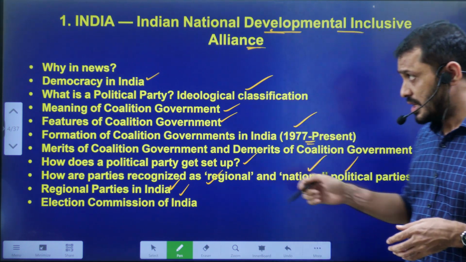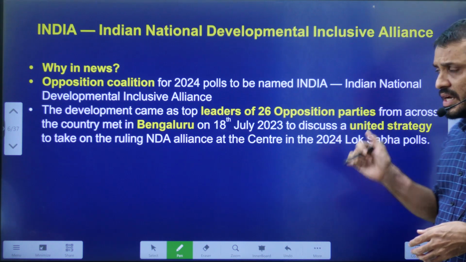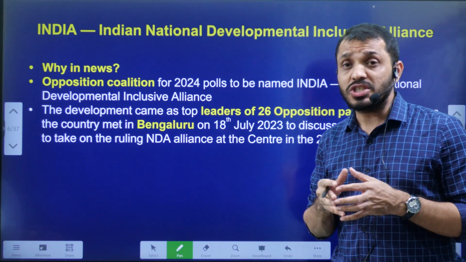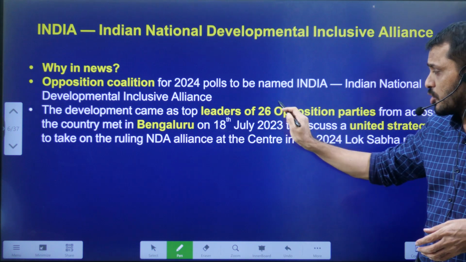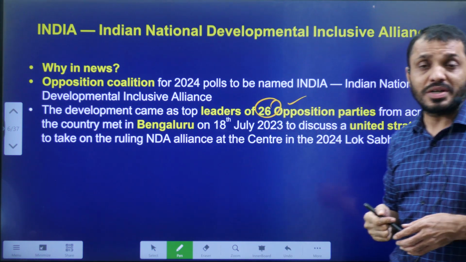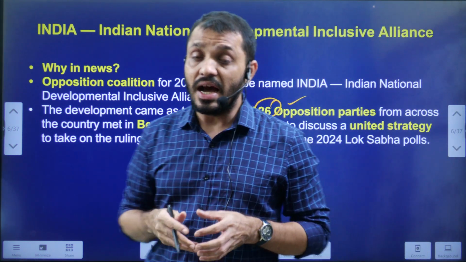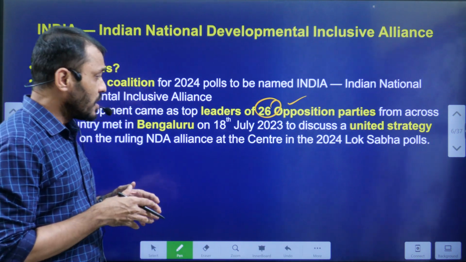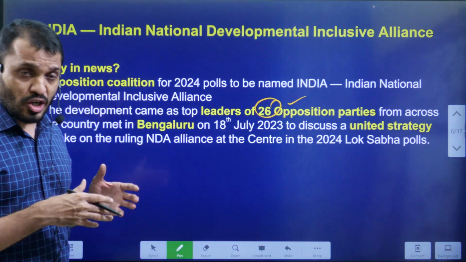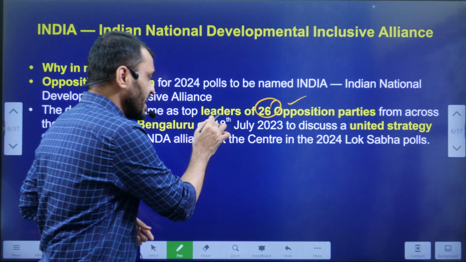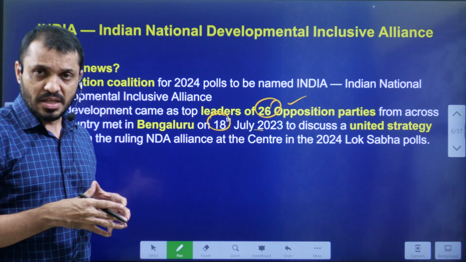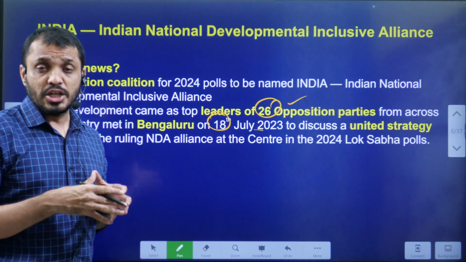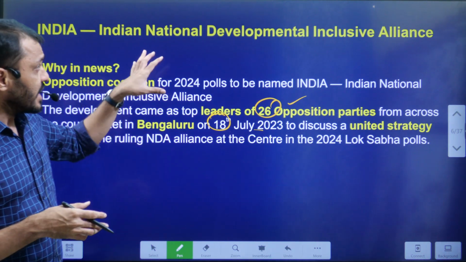First, let us discuss why it is in news. It is in news because opposition parties held a meeting in Bangalore. How many parties attended? 26 opposition parties attended the meeting held in Bangalore. Of course, the meeting was held for a couple of days. Today, on 18th of July 2023, these opposition parties announced that they are establishing a new coalition, that is INDIA.